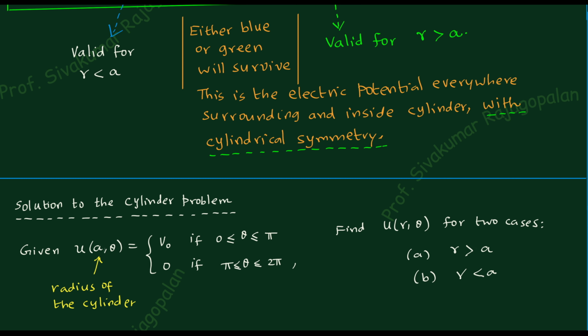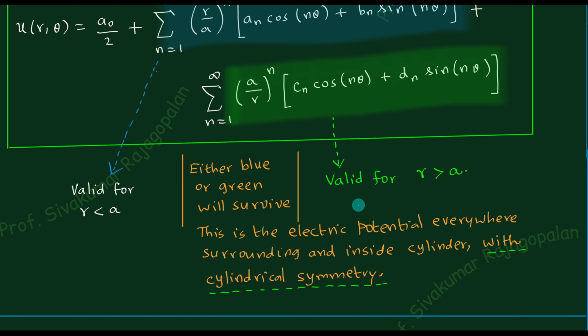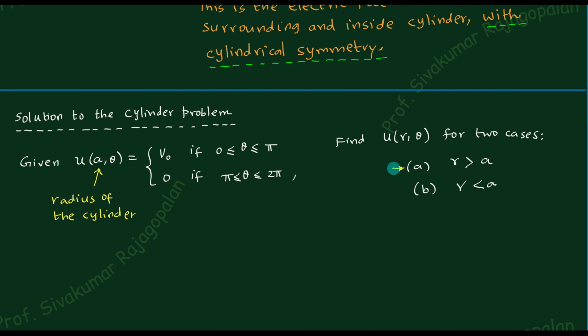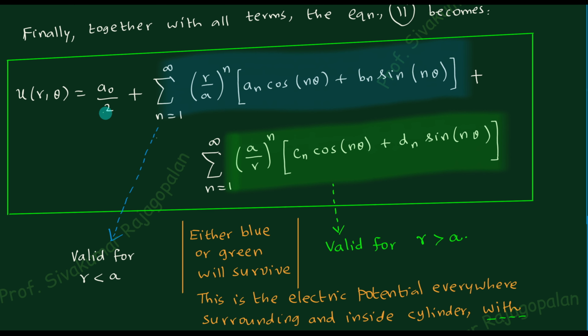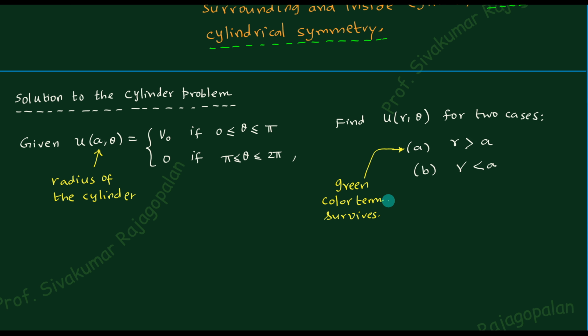Let us first start with the r greater than A case, and then you remember the appearance of the equation. I'm coming up just to remember how it looks, and I'm going to write that down now. So start from A naught by 2 and then rest of the things you write down.